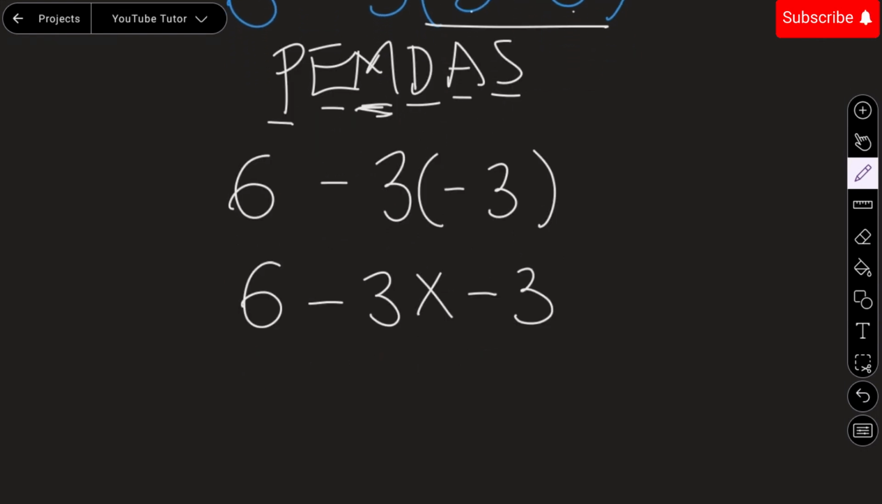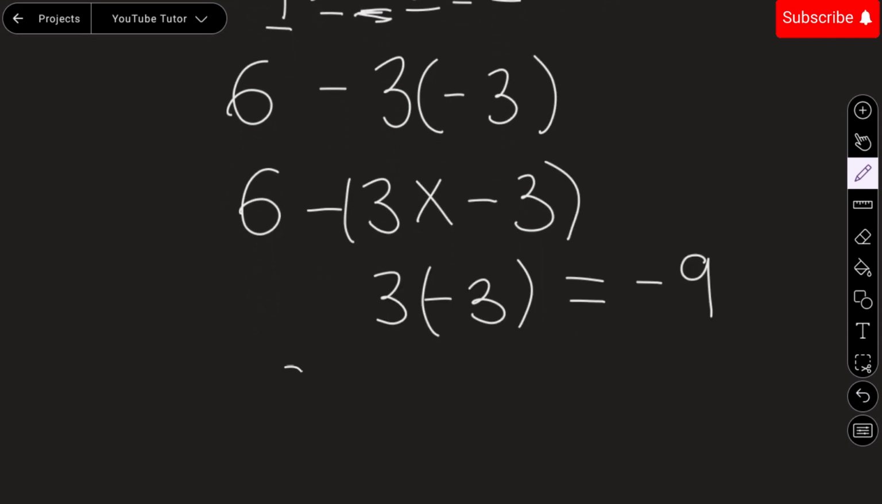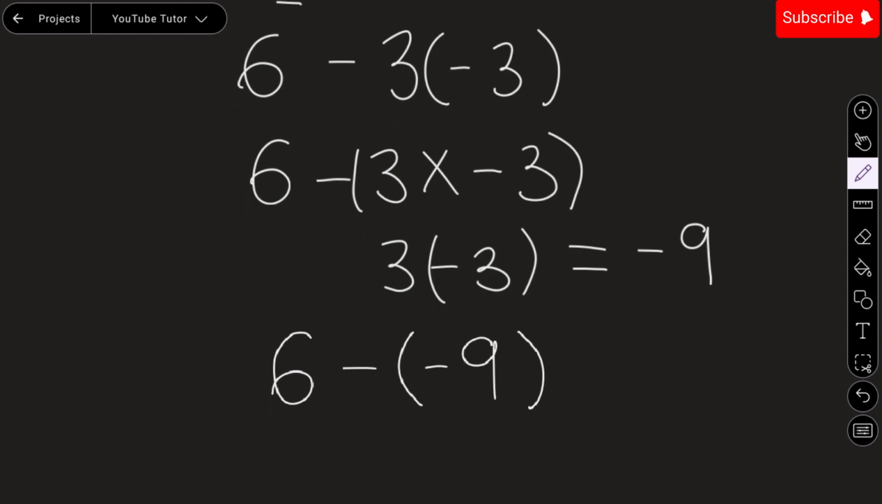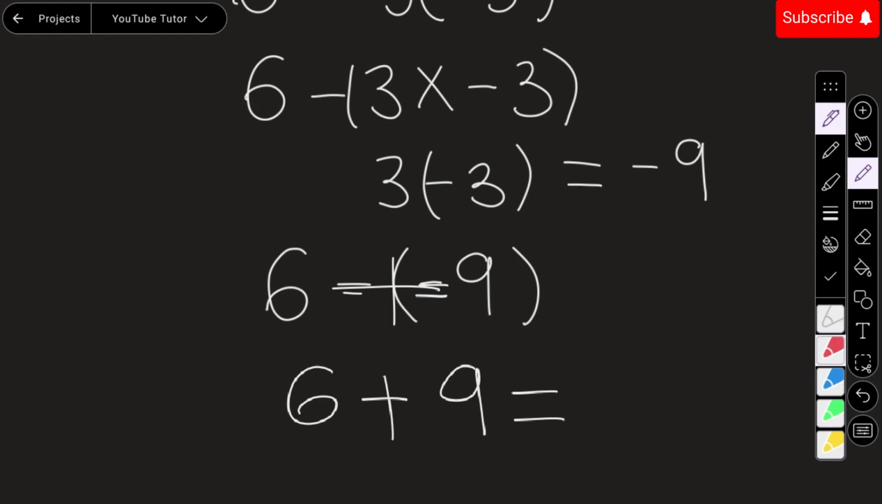We're just going to take this 3 minus 3, but it is multiplying. It will give us negative 9. So 6 minus negative 9 is going to give us 6 plus, these two negative signs change into positive. Then now our final answer can be written as 15.